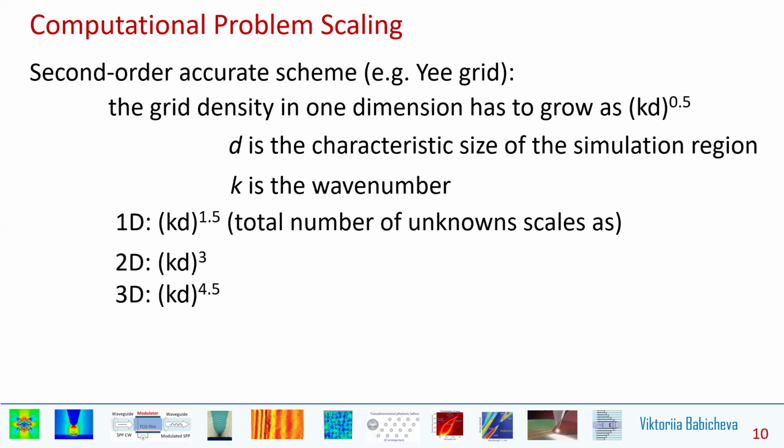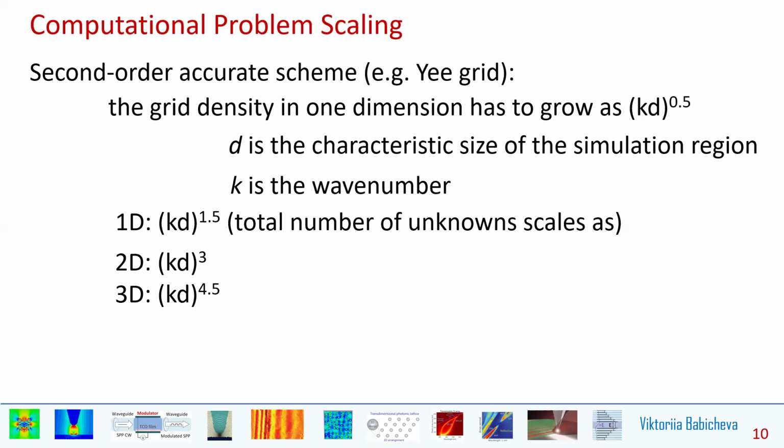In the case of two dimensions, it scales as (kd)^3. And in three dimensions, it scales as (kd)^4.5. A way to mitigate this growth in the unknown count is to use a higher order method. Alternatively, we can also hybridize a differential equation solver with an integral equation solver when a larger homogeneity region exists. In other words, we can combine a differential equation solver with an integral equation solver.